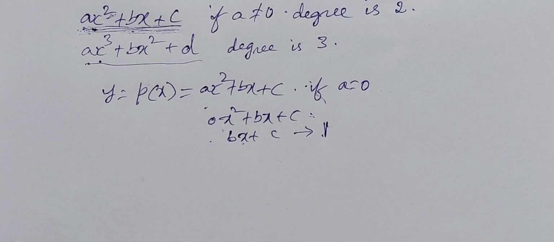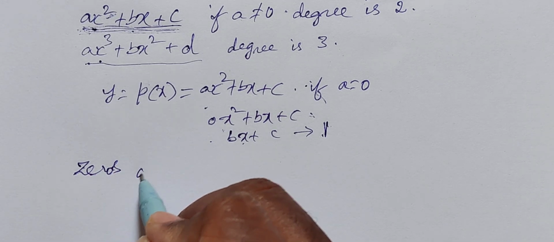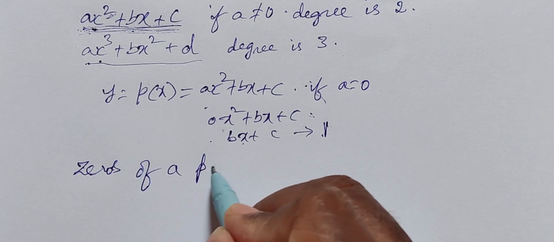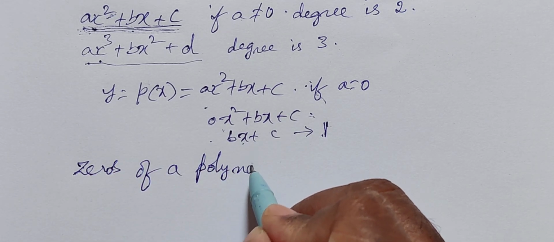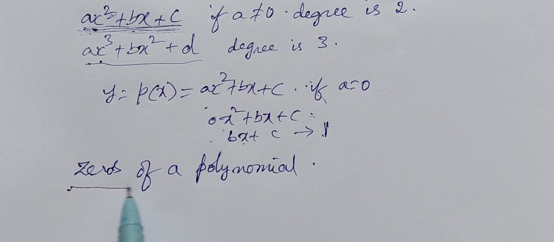Okay, so if the coefficient is 0, we don't consider that term for the degree, even though its power is highest. The next important concept we are going to study is zeros of a polynomial. In this particular video, we are not studying everything, just touching on the concepts.